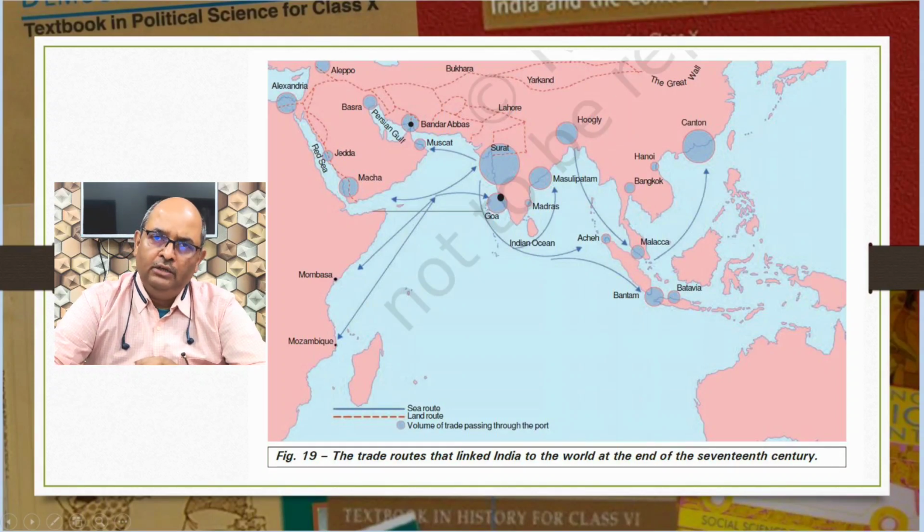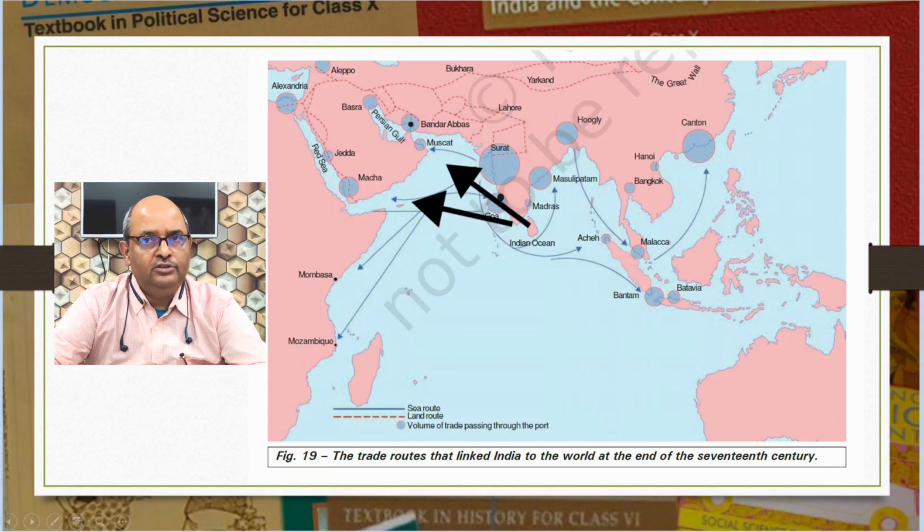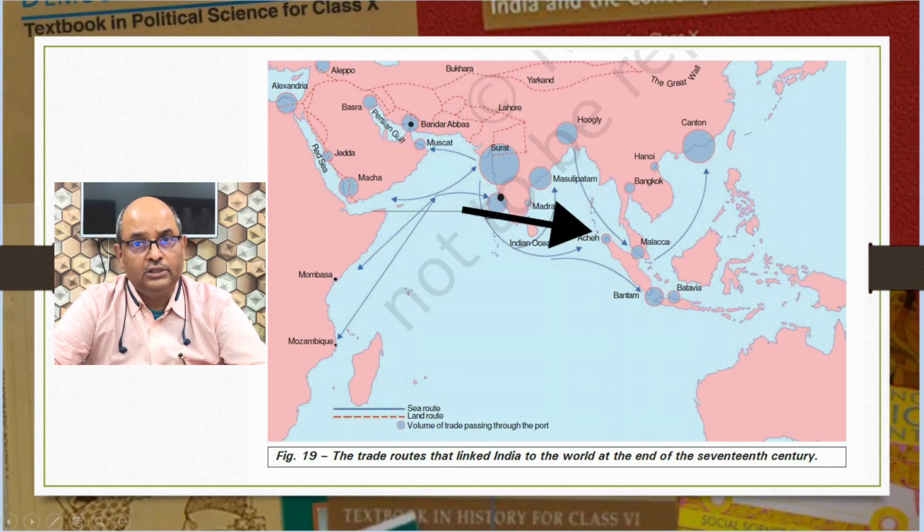Surat, on the river Tapti in Gujarat, was an important center of textile trade and an important port under the Mughals. It connected India to the Gulf and Red Sea ports. Masulipatam, in the delta of river Krishna, is a port on the Coromandel coast. It was also known for the production of dyed cotton cloth known as chintz in Europe. Masulipatam and Hooghly port in Bengal connected to Southeast Asian ports.